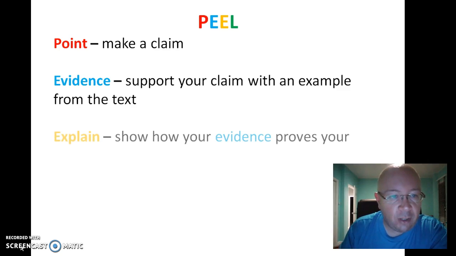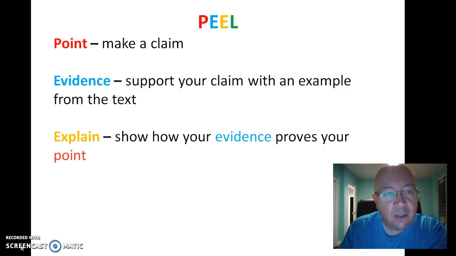The next E, the second E, is to explain. So you take your evidence now and you show how it proves the point that you mentioned earlier. And the more detail you can provide, the better. This is where you want to show connotations of something, for example. Really get into the text. Don't assume that what you're saying is clear. Make it really clear for the examiner, make it obvious.